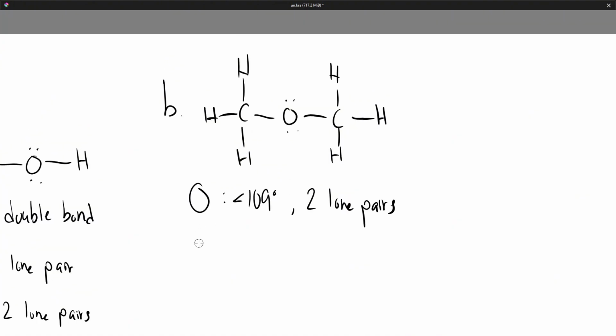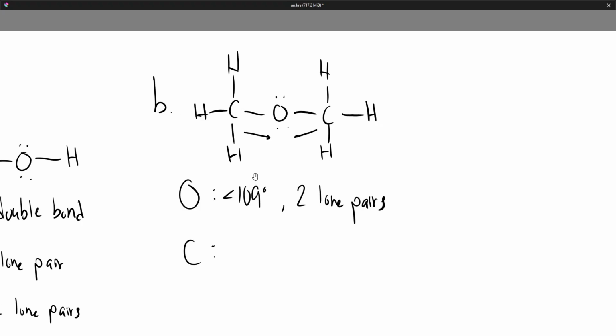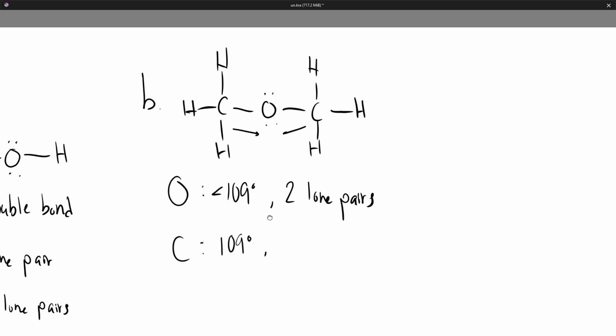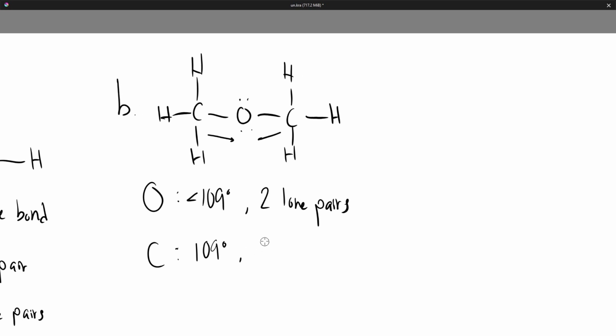So for the carbon, it might seem normal, but the oxygen here is pulling stronger than the hydrogens around it. Since these bonds are non-polar, this is polar. That means it's pulling stronger on it. So you'd see deviations here around the oxygen atom for this carbon. So it's tetrahedral. So the bond angles would be 109 degrees. And you should expect to see deviations at around the oxygen atom.